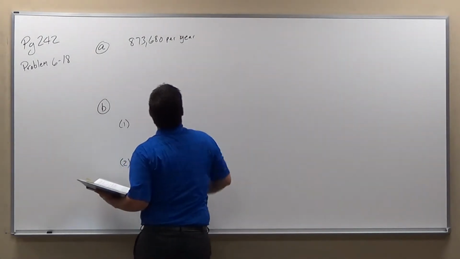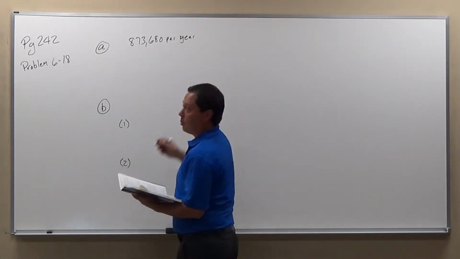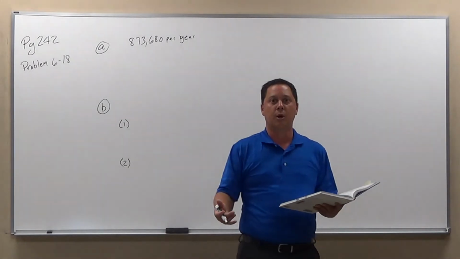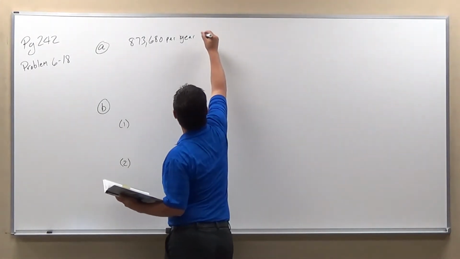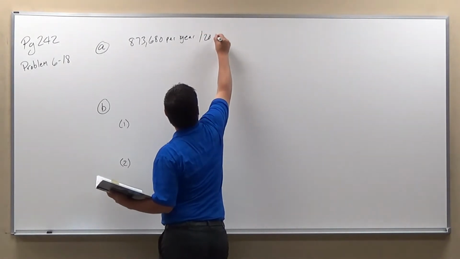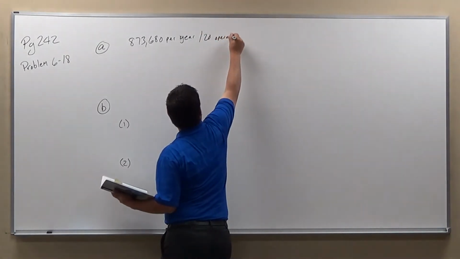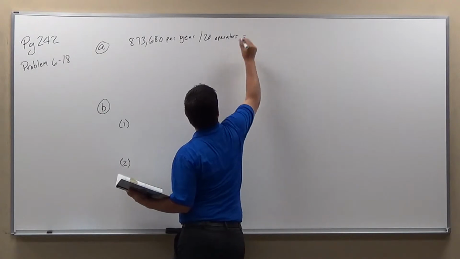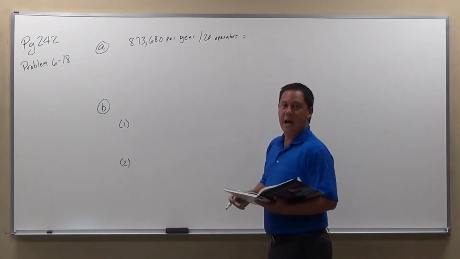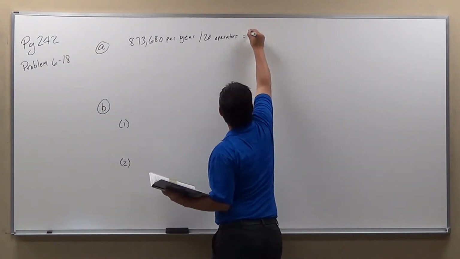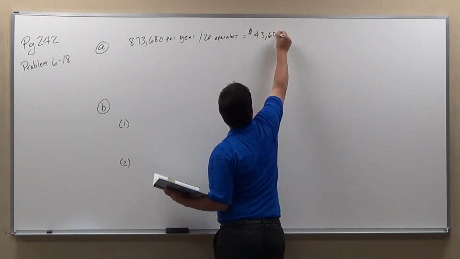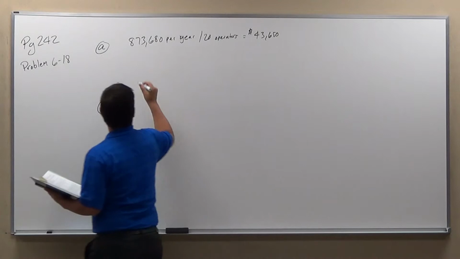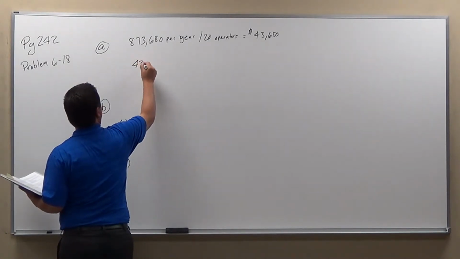Okay, so in that, we've got to figure out how many operators we have. We had 20 operators. This is the cost that we had per year. So I'm just going to divide it by 20 operators. When I complete that, I will come up with $43,680. All right, so that's our cost per operator.